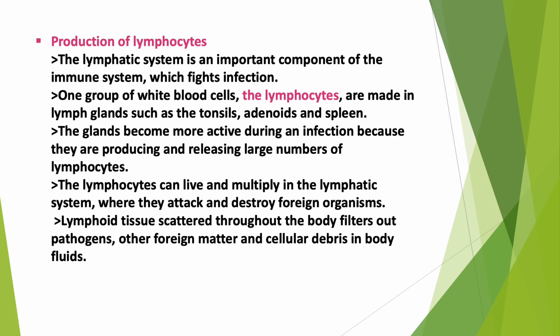Now we'll discuss the production of lymphocytes. The lymphatic system is an important component of the immune system because it fights infection. One group of white cells, called the lymphocytes, are made in the lymph glands such as the tonsils, adenoids, and the spleen. The glands become more active during an infection because they're producing and releasing large numbers of lymphocytes.